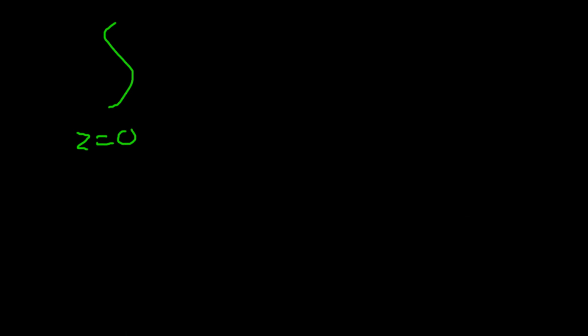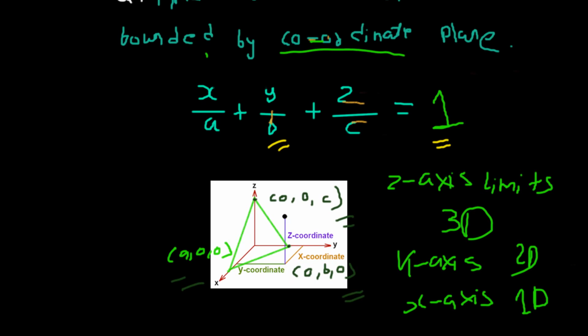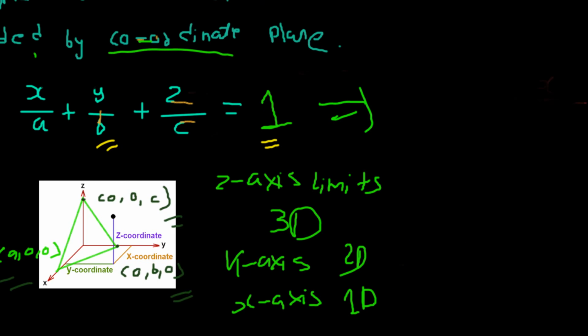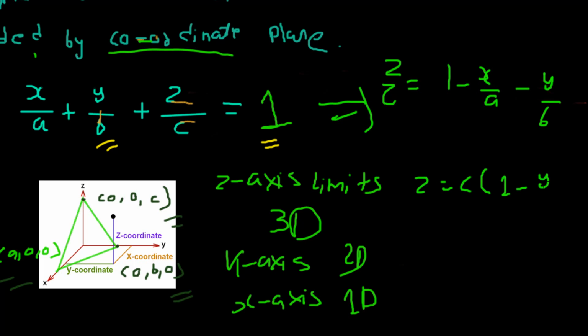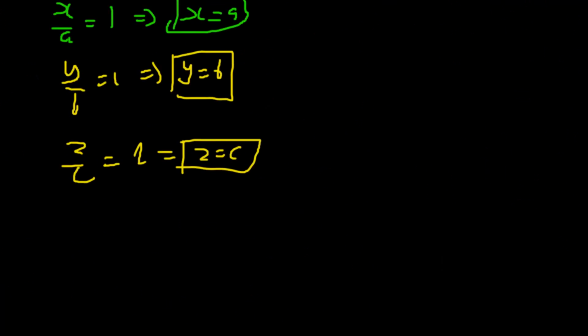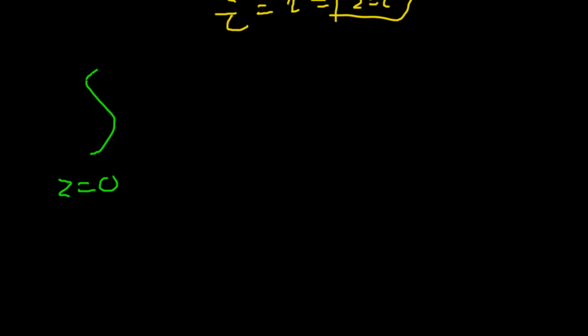So now let's put these values in our integration. First, z equals 0. Z will be in 3 dimensions, so let me tell you how we're going to write this z. For z by c it will be 1 minus x by a minus y by b. So z will be c multiplied by (1 minus x by a minus y by b). That's just simple multiplication, nothing more.